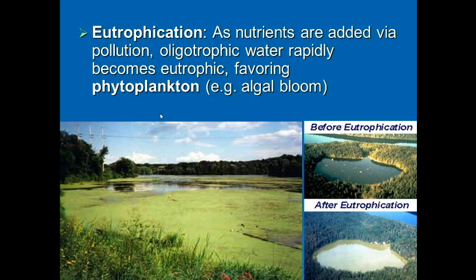Eutrophication is a process by which, as you add nutrients, the water rapidly becomes eutrophic, favoring phytoplankton, leading to algae blooms. So here is a pond with a lovely algae bloom going on. Here is a before and after picture of a pond. This is before. After, the water looks murky because of all of the phytoplankton in it.